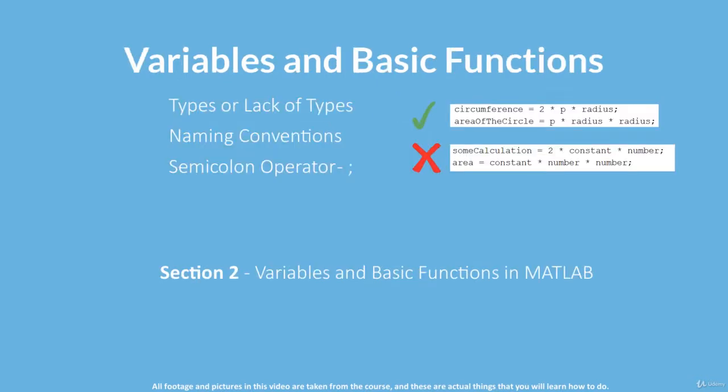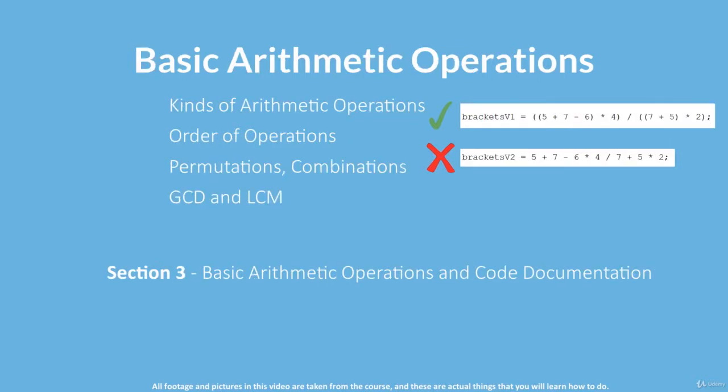First, we will start with variables. Everything you need to know about variables in MATLAB, their types or lack of types, converting between different types, naming conventions, the semicolon operator, and more. Then we move on to basic arithmetic operations. The most important thing in this section of the course are the brackets and the order of operations. Many beginners get lost when they encounter complex expressions, and you will become a master of those.